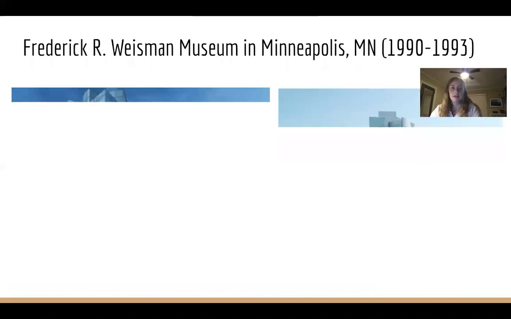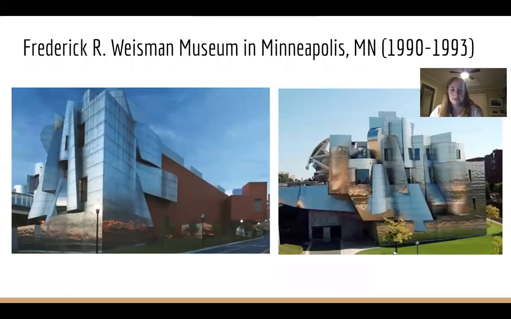So then the next building, which I've actually visited since I live in Minneapolis, is the Frederick R. Weisman Museum in Minneapolis. And it was built from 1990 to 1993. And then Gehry was also behind its 2011 expansion. So when viewed from the south and east sides, the building is constructed of brick, which we see in the image on the left. And the brick fits in with the other historic buildings of the University of Minnesota on the Northrop Mall, where it's located.